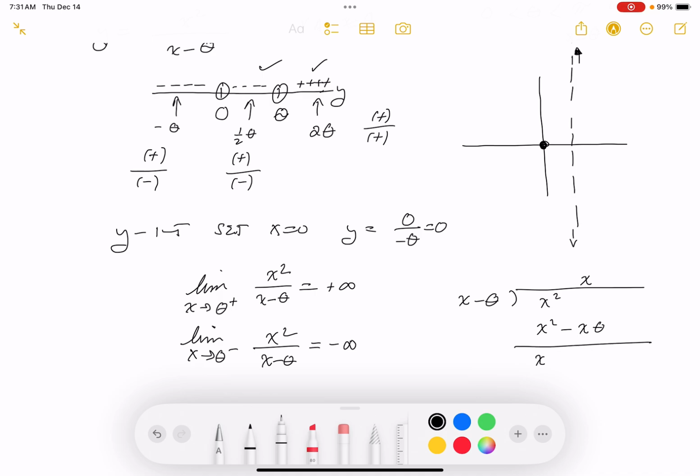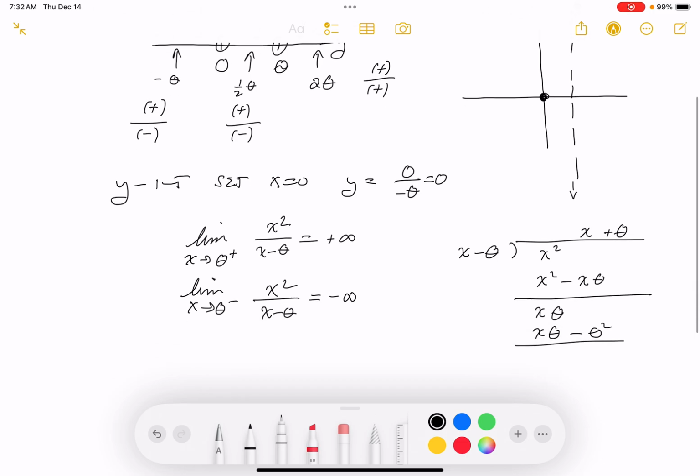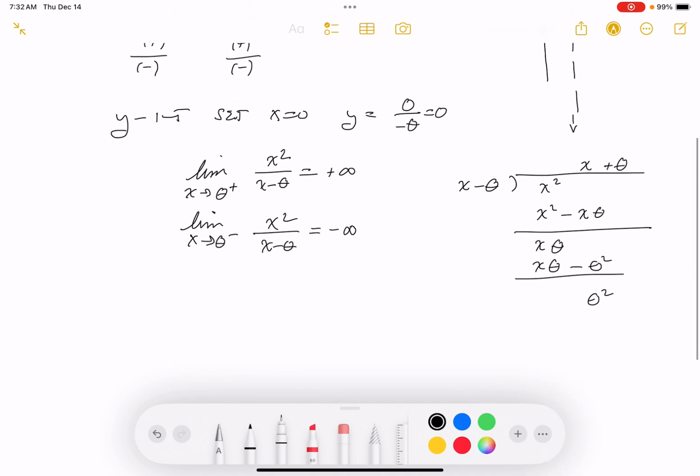Subtract, you get x theta. Repeat. So I'm going to do plus theta now. What do you get? x theta minus theta squared. I'm going to subtract, you get theta squared. So this function over here can be rewritten: y equals x squared over x minus theta can be written as x plus theta plus theta squared over x minus theta.